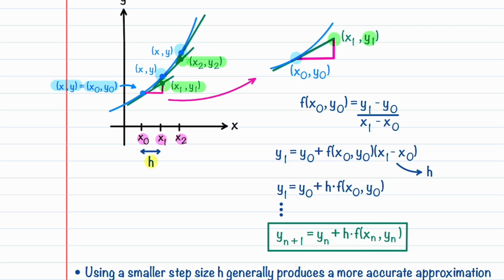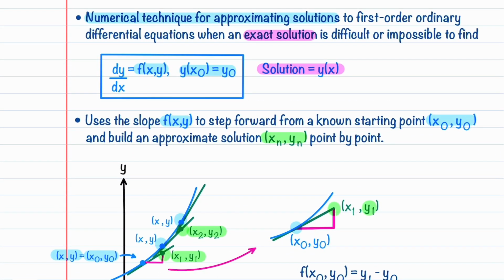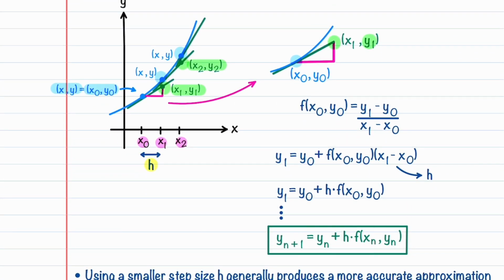If we look back up here at the original equation, the slope is given by dy dx, and it's equal to f of x, y. So we can say that f at x0, y0, which is the slope, is equal to y1 minus y0, all divided by x1 minus x0. We want to find y1, which is right here, so that's the one that we're going to solve for.